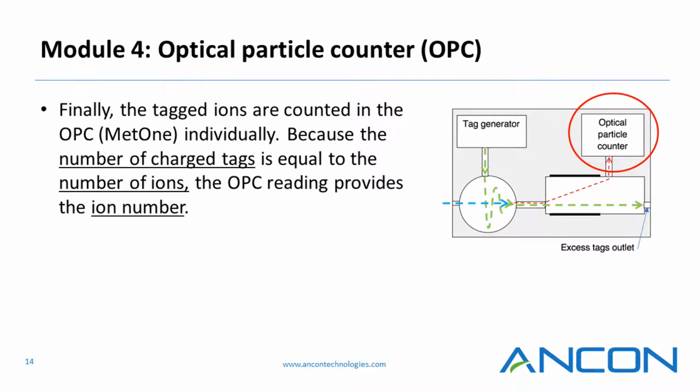Finally, the tagged ions are individually counted in the optical particle counter. Because the number of charged tags is equal to the number of ions, the OPC reading provides the ion number. This enables a single ion to be counted without any electric current signal amplification.